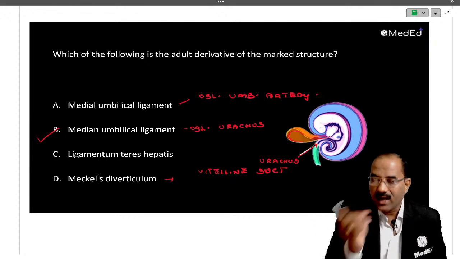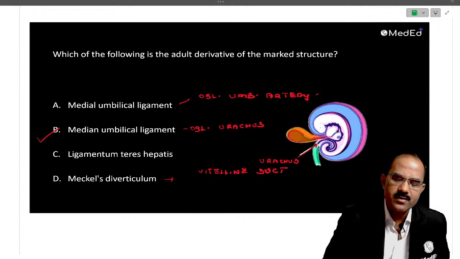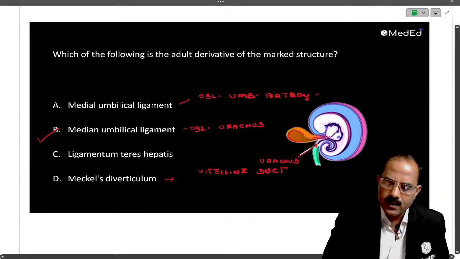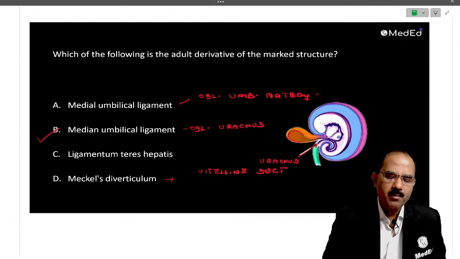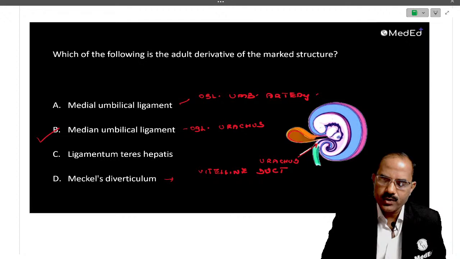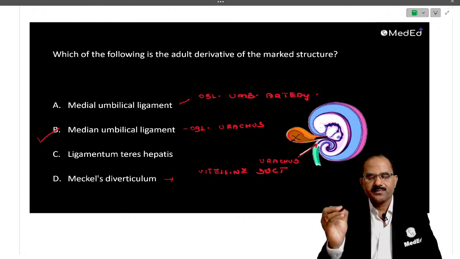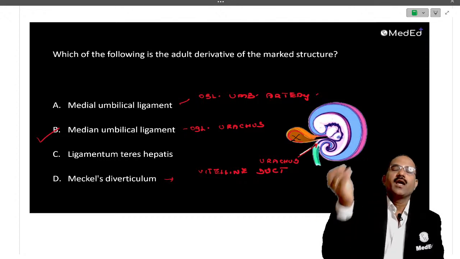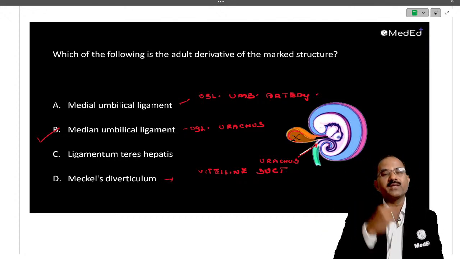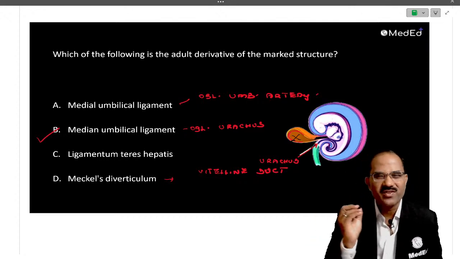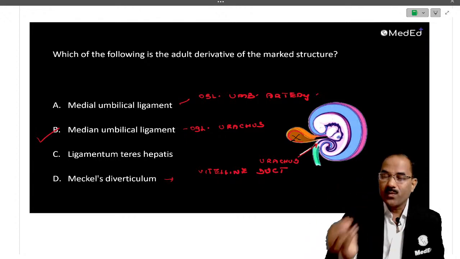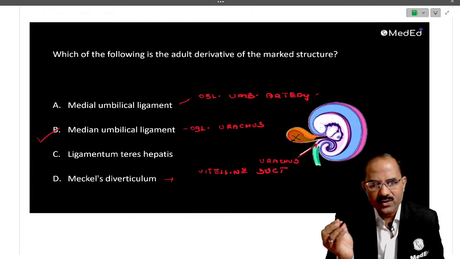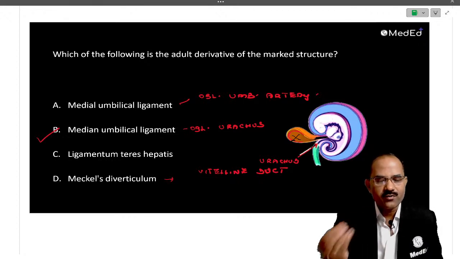If the vitelline duct persists, look at this. I'm drawing the midgut. The midgut is communicating with the yolk sac with the vitelline duct. Later the yolk sac obliterates, and the midgut communicates with the umbilicus through the vitelline duct. If this vitelline duct does not obliterate, it results in a fecal fistula. Normally, the entire vitelline duct obliterates. If it does not, that's fecal fistula.